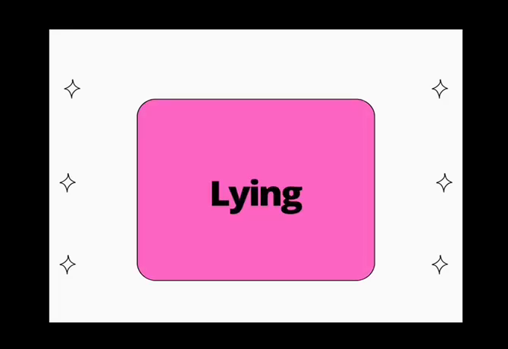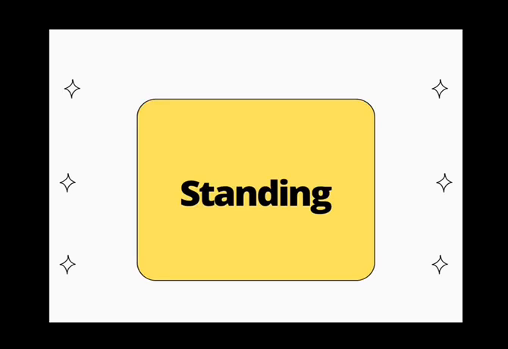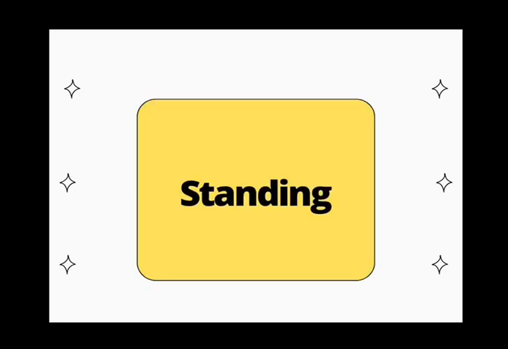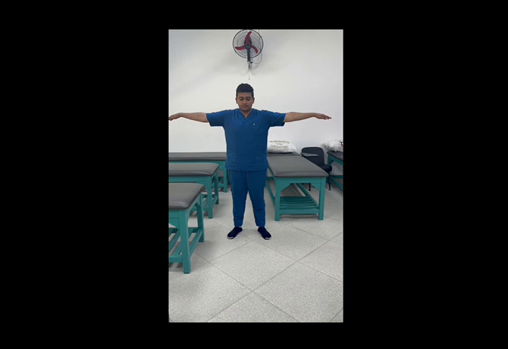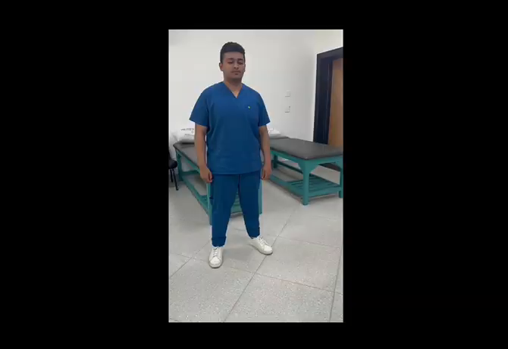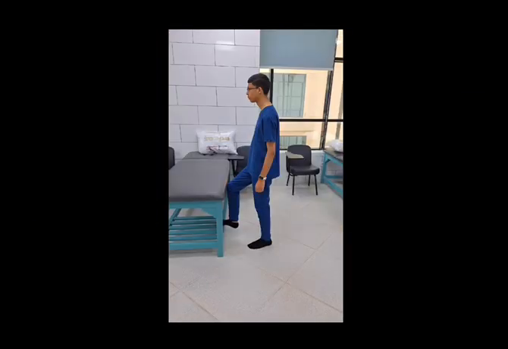When you're sleeping, that means that you are in lying position. Then there are hanging position, sitting and standing, and finally kneeling position. Now, I wanted to mention derived positions. I'll start with derived positions from standing. There may be alternations of the arm, such as wing standing, bend standing, reach standing, stretch standing, and finally yard standing. Alternations of the leg include toe standing, stride standing, walk standing, half standing, and finally step standing.